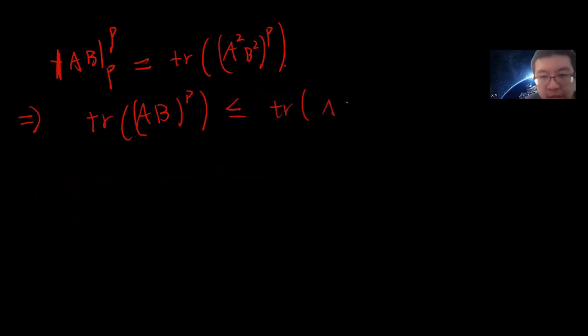Okay, so what we have shown is basically that the previous Hölder inequality becomes the following: trace of (AB)^P is bounded by trace of (A² B²)^(P/2). Now we need to look at P divided by 2. If P is 2, we get A squared, B squared, and if P is 4, it is (A² B²) squared. So P divided by 2.